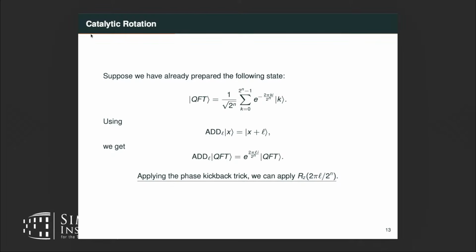So the trick is to simply apply the phase kickback trick, namely you have a single qubit that's going to act as a control, and you apply the controlled addition, where the addition is acting on this QFT register. If the single qubit state is in the 0 state, you don't apply the addition, so you don't accumulate any phase. If the single qubit state is in the 1 state, then you do apply addition, and therefore you accumulate this phase. So you get this desired single qubit rotation.